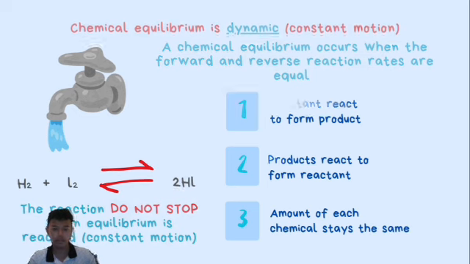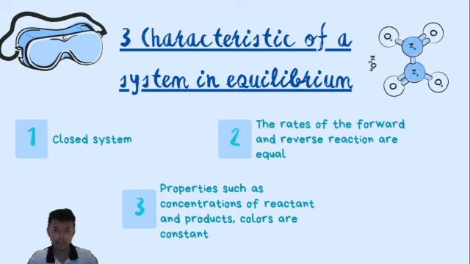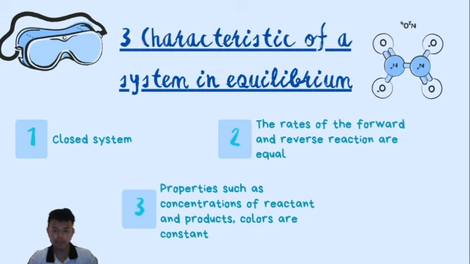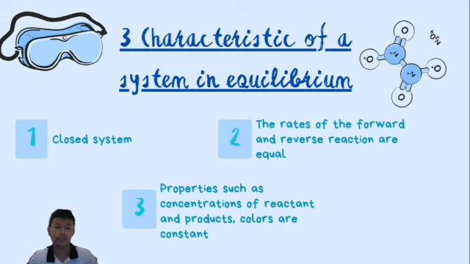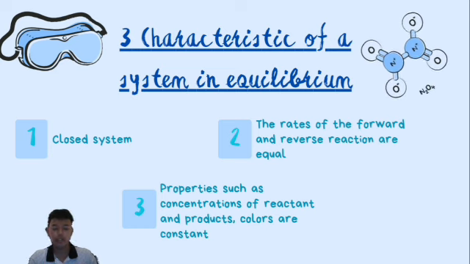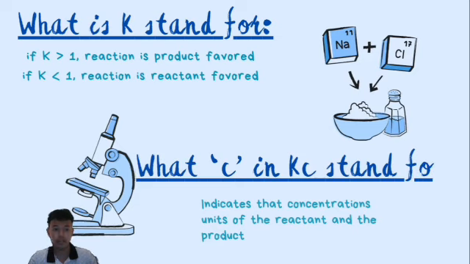The next thing is three characteristics of a system in equilibrium. Number 1, it is a closed system. Number 2, the rates of the forward and reverse reactions are equal. Number 3, properties such as concentrations of reactants and products, and color, are constant. Next, what does K stand for? If K is more than 1, the reaction is product favored. If K is less than 1, the reaction is reactant favored. What does the c in Kc stand for? It indicates the concentration units of the reactants and products.